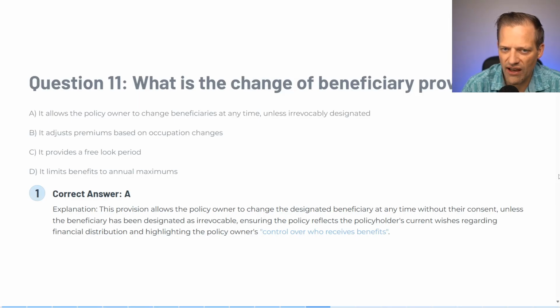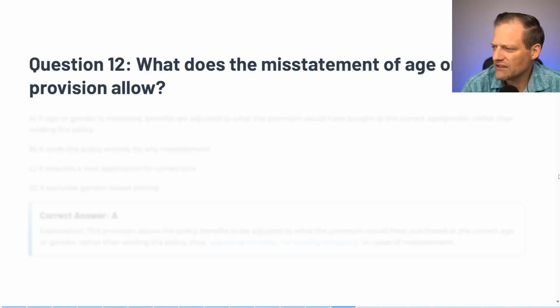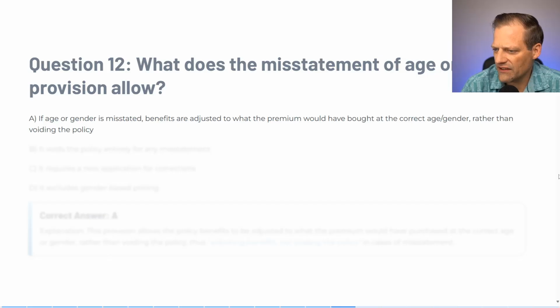So that way you have power and control, unless irrevocable, to determine who the benefits go to of your policy. Question 12, what does the misstatement of age or gender provision allow? If an age or gender is misstated, benefits are adjusted to what premium would have been bought at the correct age or gender rather than voiding the policy.